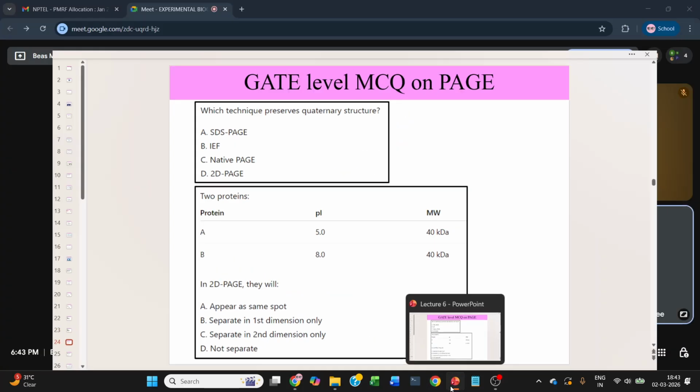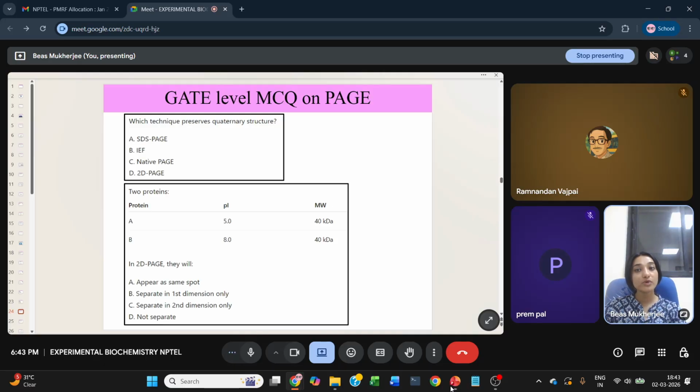Right. So now we have another two questions. Which technique preserves the quaternary structure of a protein?